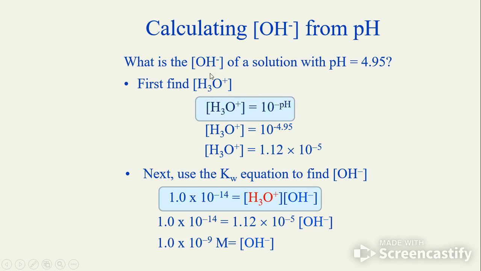Then what if you are given the pH and you are told to calculate the hydroxide ion concentration? Find the hydronium ion concentration using this formula, which is obtained as this number here, and then substitute. We know this is unknown, and then solve. This is the value obtained.